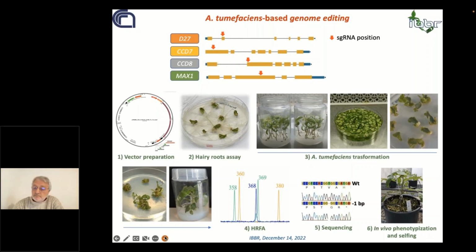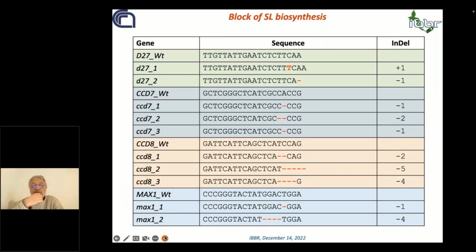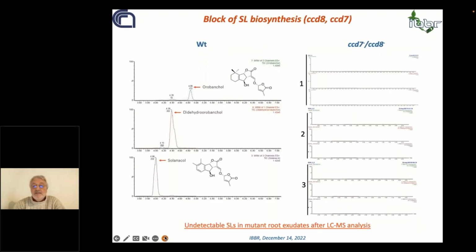the next generation. So this is an example of mutations retrieved in the different genes, and as expected, based on the approach used, we got several short deletions, up to 5 nucleotides, and also in some cases, short insertions of just 1 or 2 nucleotides. This is an example with CCD8, CCD7.